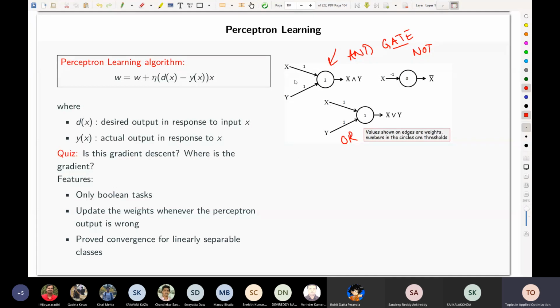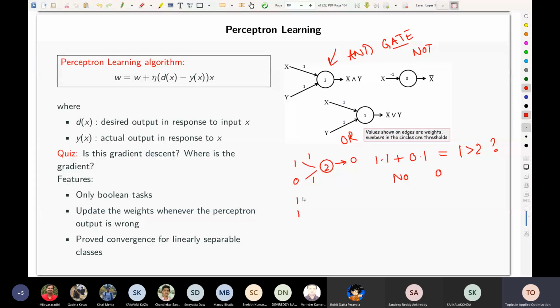So let us say I pass X and Y as 1, 0. So I pass 1, 0. This is our network, and this is our threshold. Let us do the calculation. Linear combination: 1 times 1 plus 0 times 1 is 1. Is 1 greater than 2? No. So the output will be 0. So for 1, 0, the output is 0.